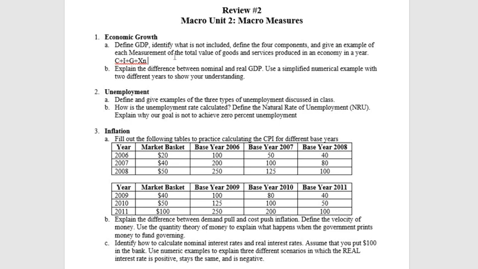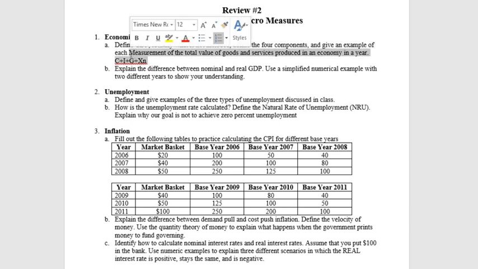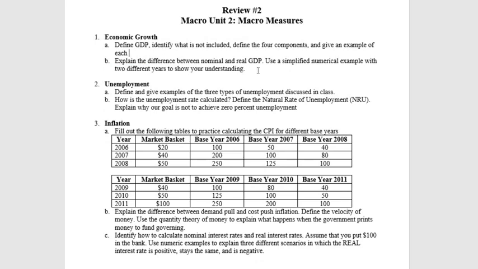Alright, so I'm going to delete this so we can keep the whole page in the screen. Here, thank you. Explain the difference between nominal and real GDP. Nominal GDP is simply the GDP that we had up here. Real GDP takes away the impact of inflation.